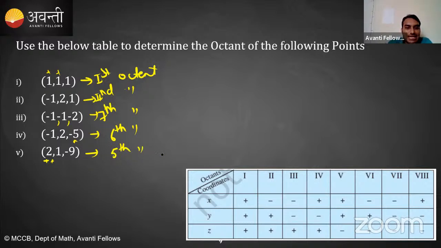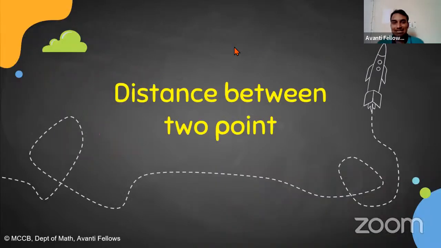Is this clear, everyone? Tell me quickly in the chat box. Is there any doubt? You can ask me in the chat box if you have any doubt. Okay, very good. If it is clear, then let's proceed further. Octant is clear? Okay, then let's move to the distance between 2 points.